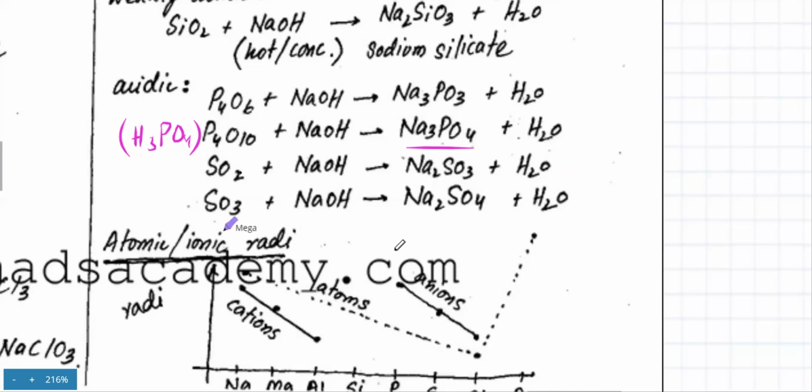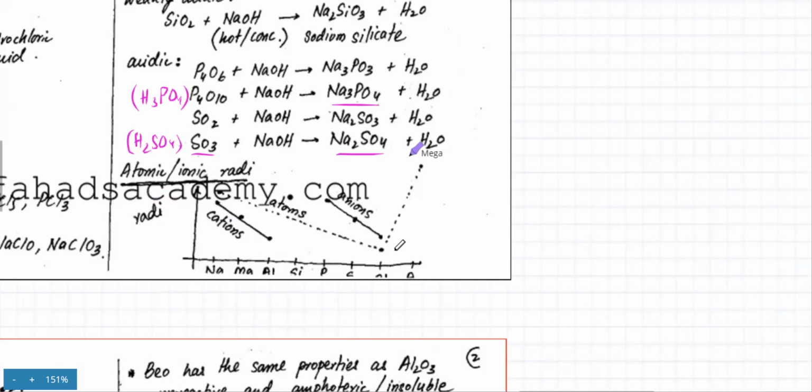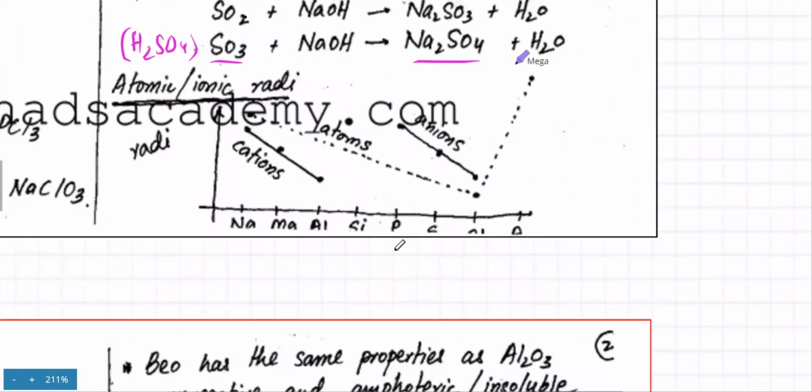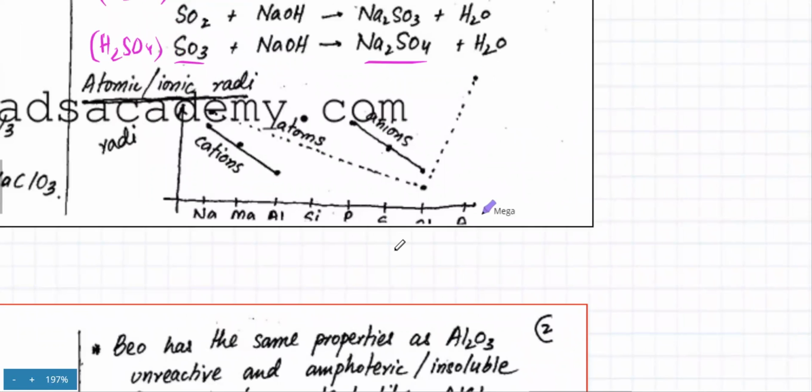Similarly, if you're reacting a base with SO3, think of SO3 as H2SO4. Then it would be much easier to figure out what the salt is. It's going to be sodium sulfate, and a water molecule is going to be produced. So think of these acidic oxides as acids. And the last part is the ionic and the atomic radii.